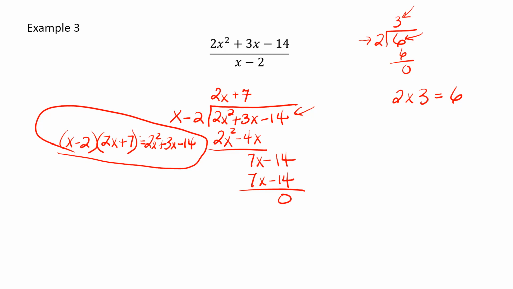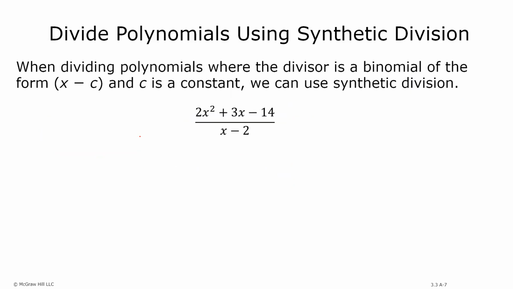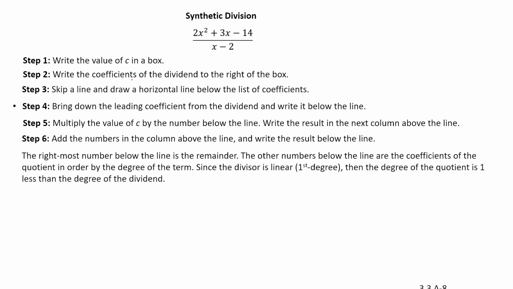So moving on to synthetic division. Whenever we have a division problem like the problem we just did, where our divisor is a binomial that's just x minus some number, then we can use this different way of doing it, which is much less complex. So these are the steps for using synthetic division. And so we'll just do this example. We'll do the same problem we just did.